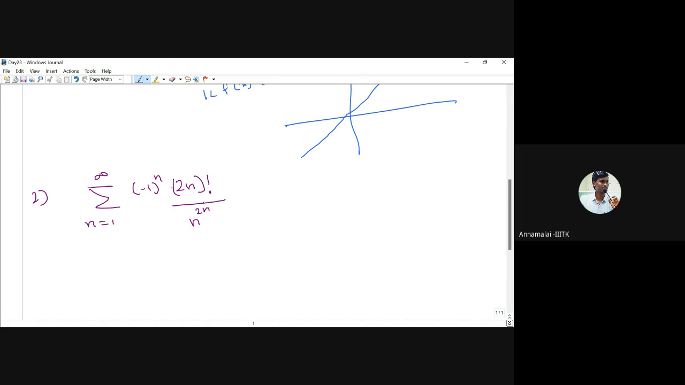So the first option: the series converges conditionally. Conditionally means the given series converges, but if you take the modulus, it does not converge. So it converges conditionally but not absolutely. Second option: the series converges absolutely.